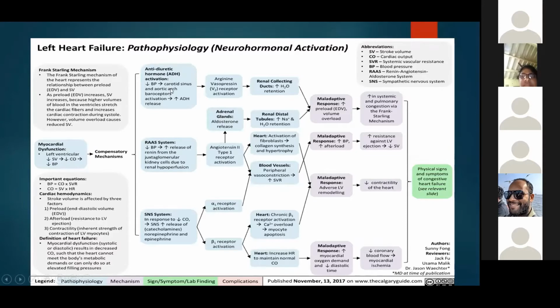So you can see that when the BP reduces, the carotid sinus and aortic arch baroreceptor activation happens, and there is increased ADH release, antidiuretic hormone. So there is arginine vasopressin receptor activation, and increased water retention happens in the renal collecting ducts. Okay, so that's one area by which the body copes. And then we have the most important RAS system, which is the renin angiotensin aldosterone system. Nothing works without this, so extremely important.